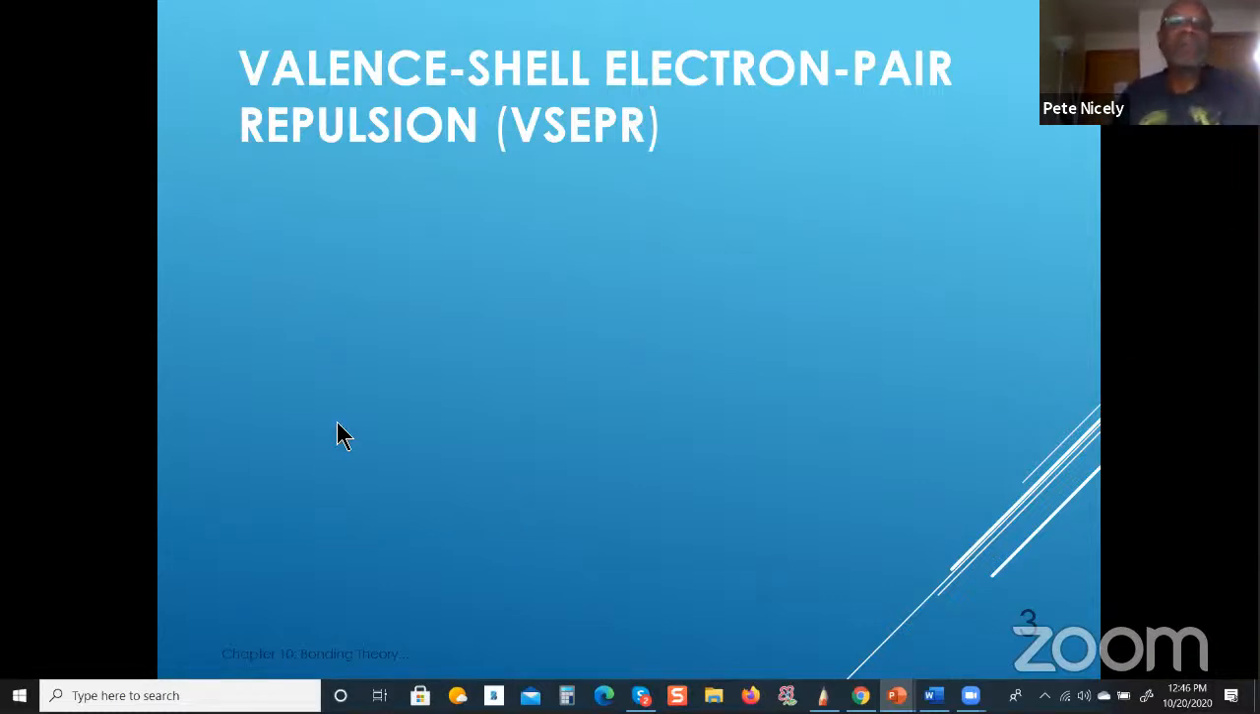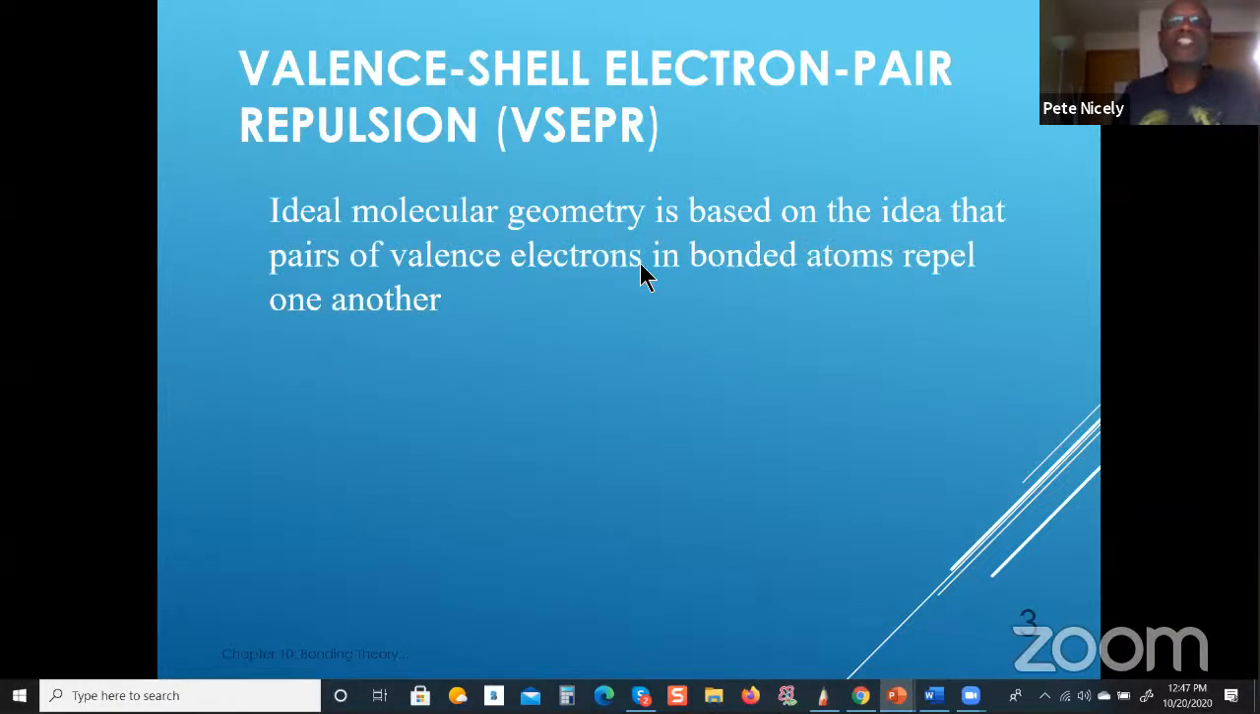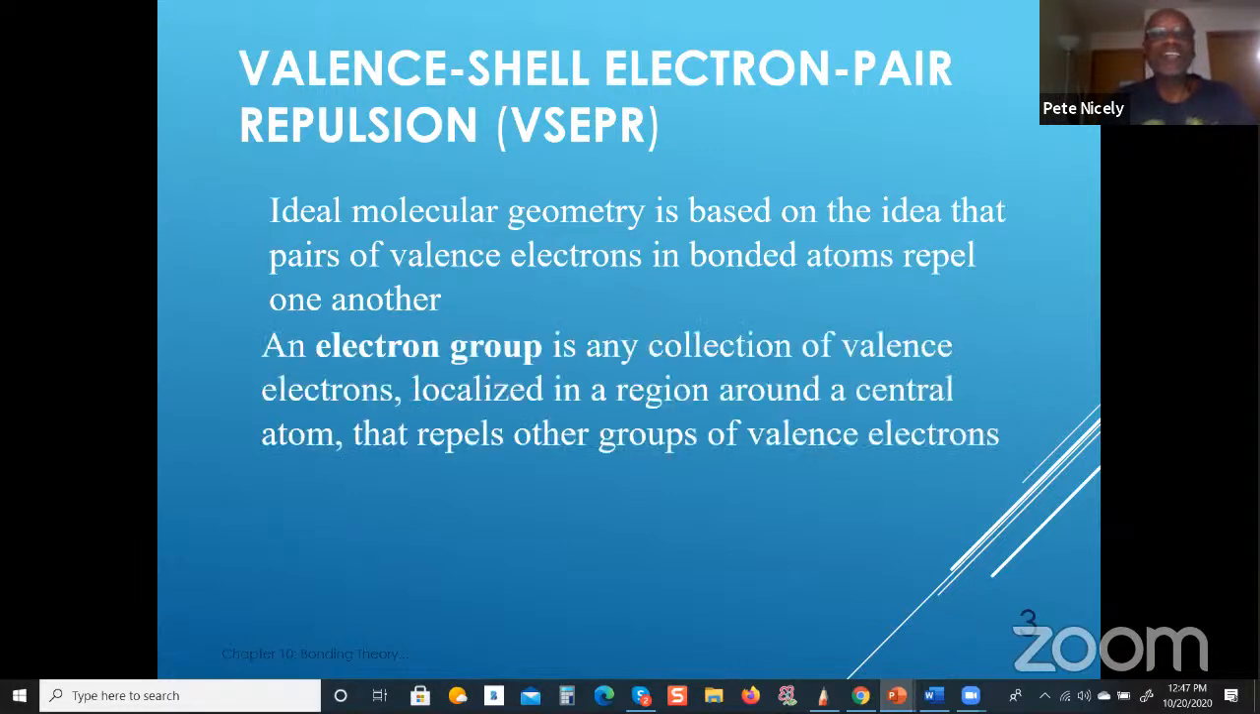Basically, the basis of this theory is that the shape of the molecule, or the geometry of the molecule, is a result of the repulsion between valence electrons, especially when it comes to the central atoms of these molecules, all right? So we're going to see how this works in this theory. Before we do that, we have to define certain terms. One term that we're going to define here is the electron group, which is any collection of valence electrons that is localized in a region around the central atom and that repels other groups of valence electrons. We're going to see some examples of this shortly.